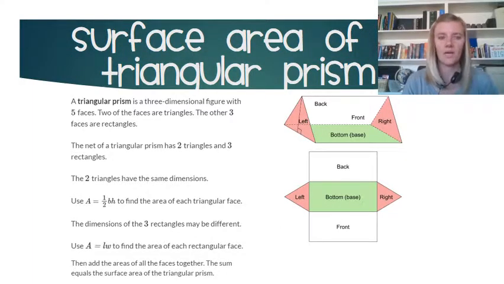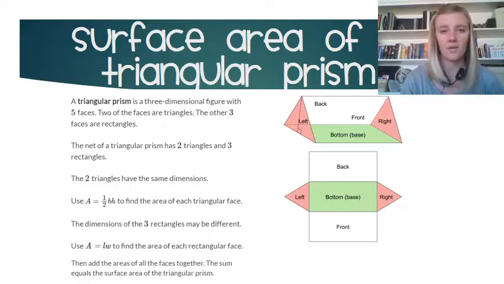All right, now we're going to look at the surface area of a triangular prism, but you're going to kind of figure out that this is going to work as well for other shapes. Okay, so a triangular prism, you have 5 faces. So you're going to have 5 different areas that you need to add together to find the total surface area of your shape. So if you look, you can notice on this that your back and your front are going to be the same. The bottom or the base is going to be different from anything else. And the left and right triangles are going to be the same.